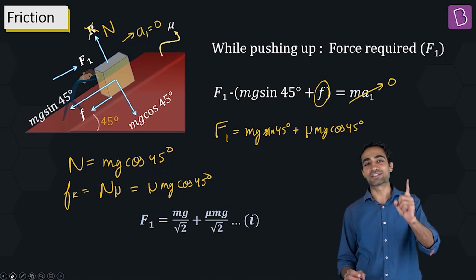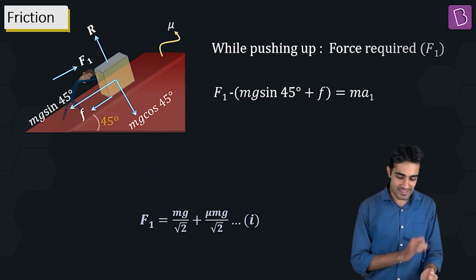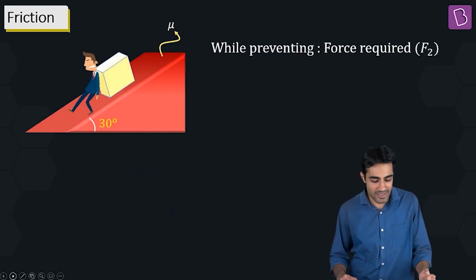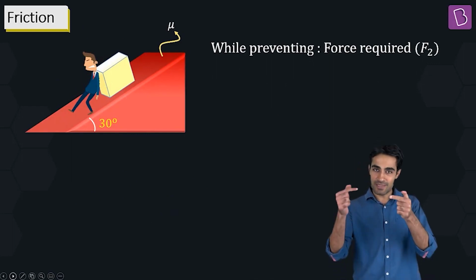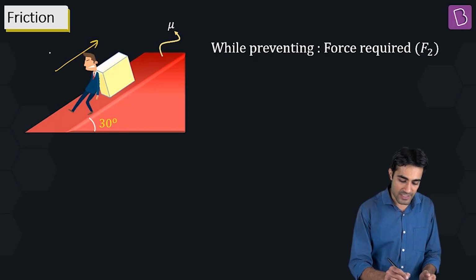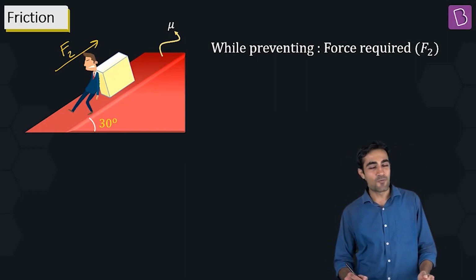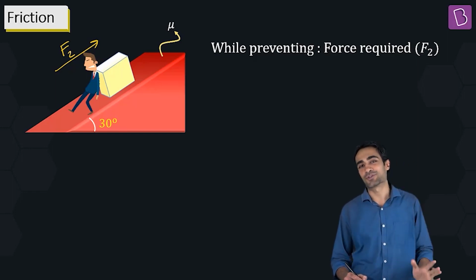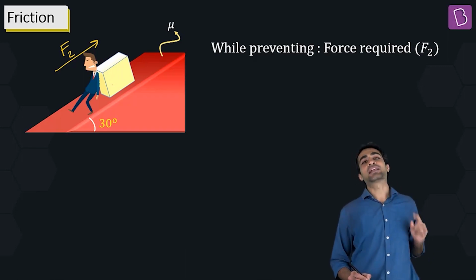Great. We have solved the first case. Now let's go to the second case. In the second case, this person is just preventing this block from slipping. The block wants to slip in the downward direction. So the man has to apply a force in the upward direction. This force is F2. Okay. Now what do you think will be the direction of friction? The block wants to slip in the downward direction.